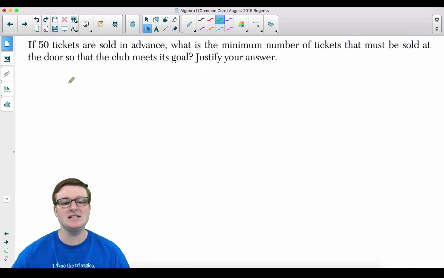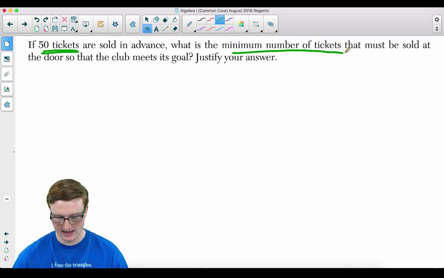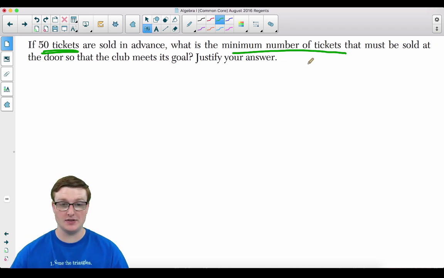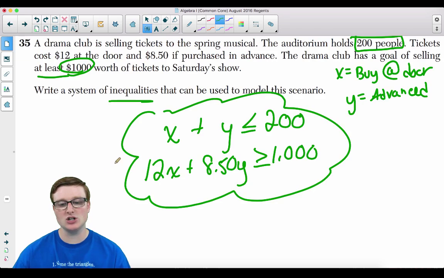Yeah. If 50 tickets are sold in advance, what is the minimum number of tickets that must be sold at the door so that the club meets its goal? Justify your answer. So, it's saying if 50 tickets are sold in advance, what is the minimum number of tickets that must be sold at the door so that the club meets its goal? So, all we're going to do is we're actually going to use the second inequality.